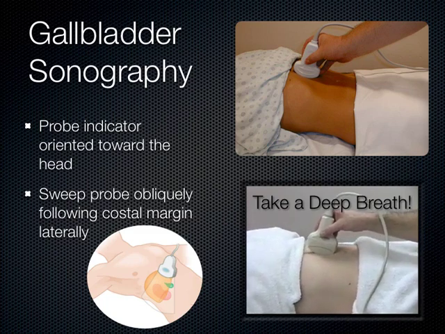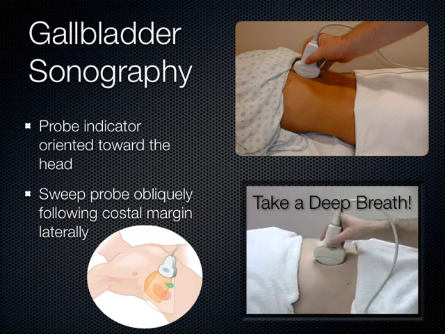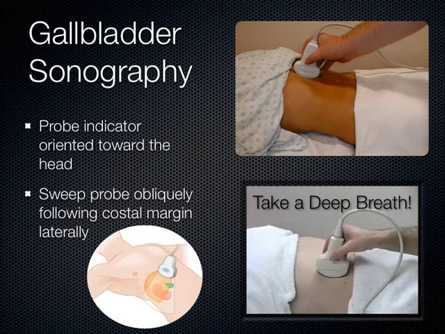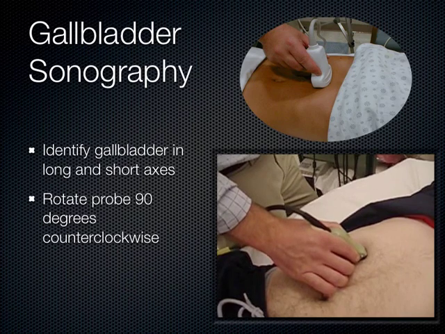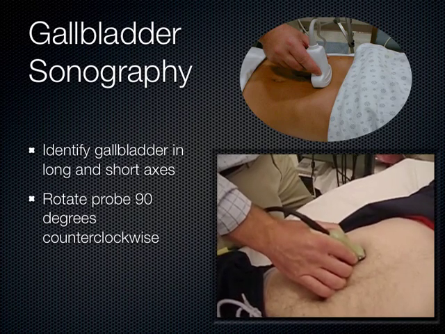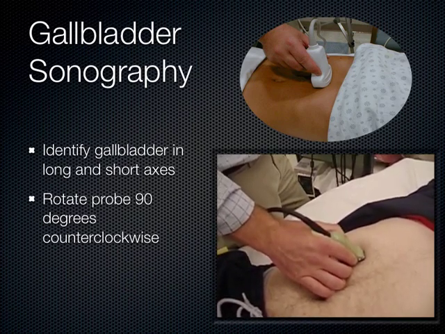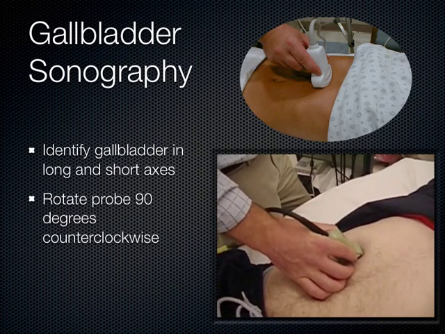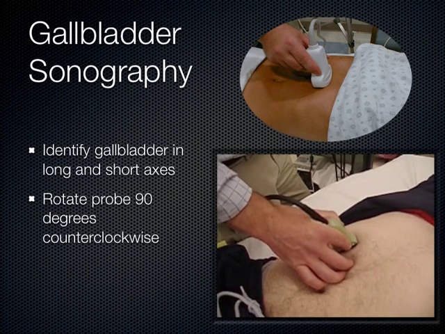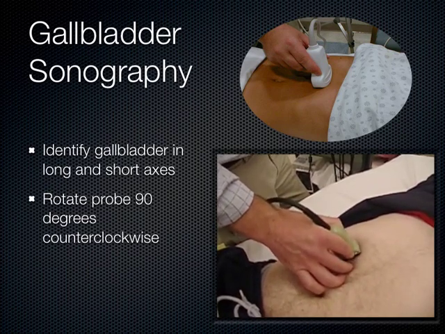We're going to have the indicator aimed towards the patient's head in a sagittal plane, and then the patient's going to take a deep breath, and that's called the subcostal sweep, okay? And once you get the gallbladder in its long axis, you can then rotate the probe 90 degrees to get the gallbladder in its short axis. Once you get the gallbladder in the long axis, you also need to view it in the short axis. You're going to fan through the gallbladder, like so, making sure you catch the entire gallbladder, looking for any type of pathology.